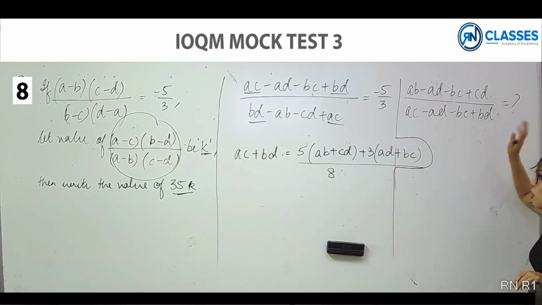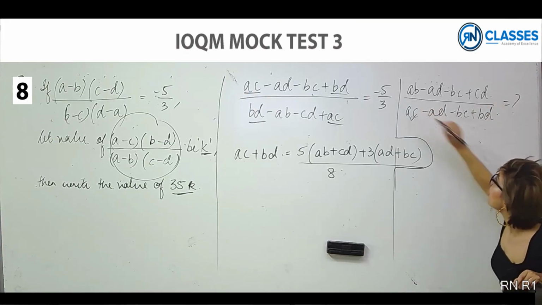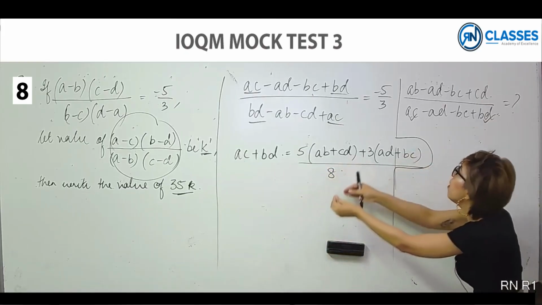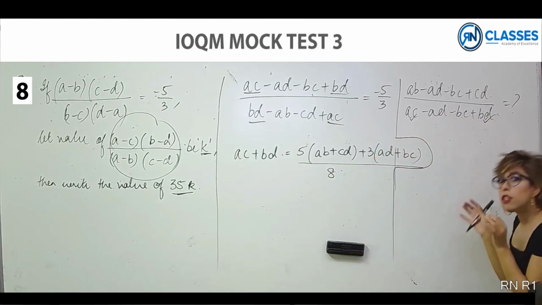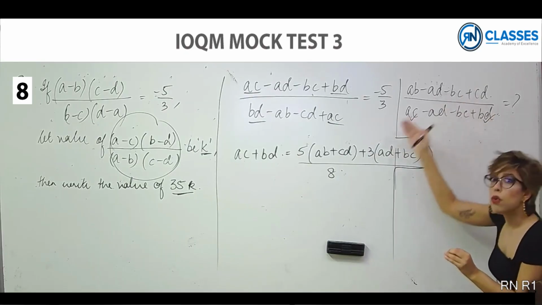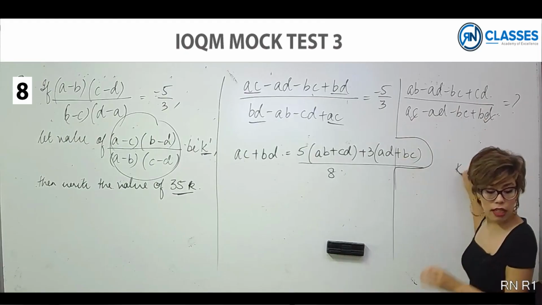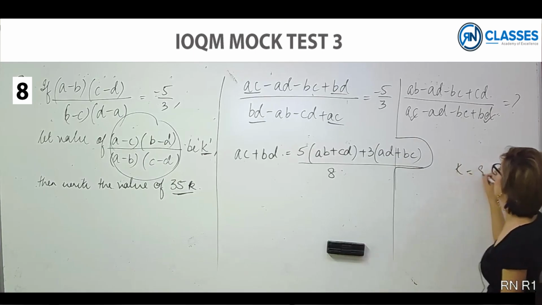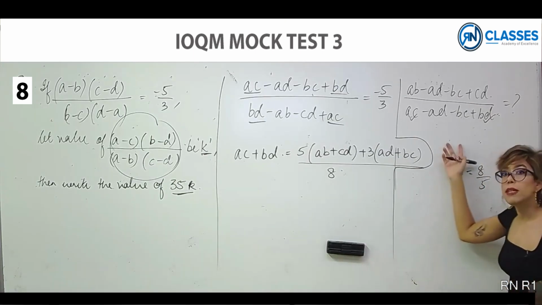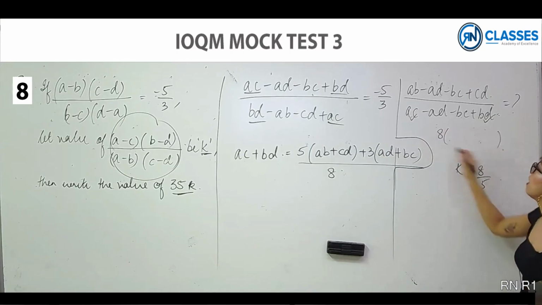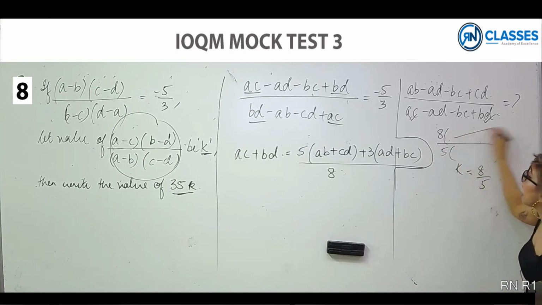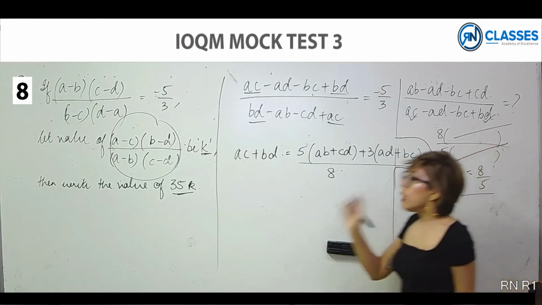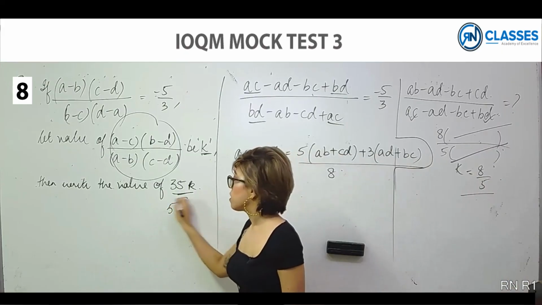Let me see whether I can have AC plus BD over here or not. In the numerator, I cannot find that, but in the denominator, I have AC plus BD. So I will take the value of AC plus BD from here and substitute it over here. As soon as you substitute, terms will get cancelled out. In fact, K turns out to be 8 by 5, because you will get similar terms, 8 into something divided by 5 into the same thing, and it will get cancelled. That is why K will turn out to be 8 by 5. Hence, the answer will be 56.